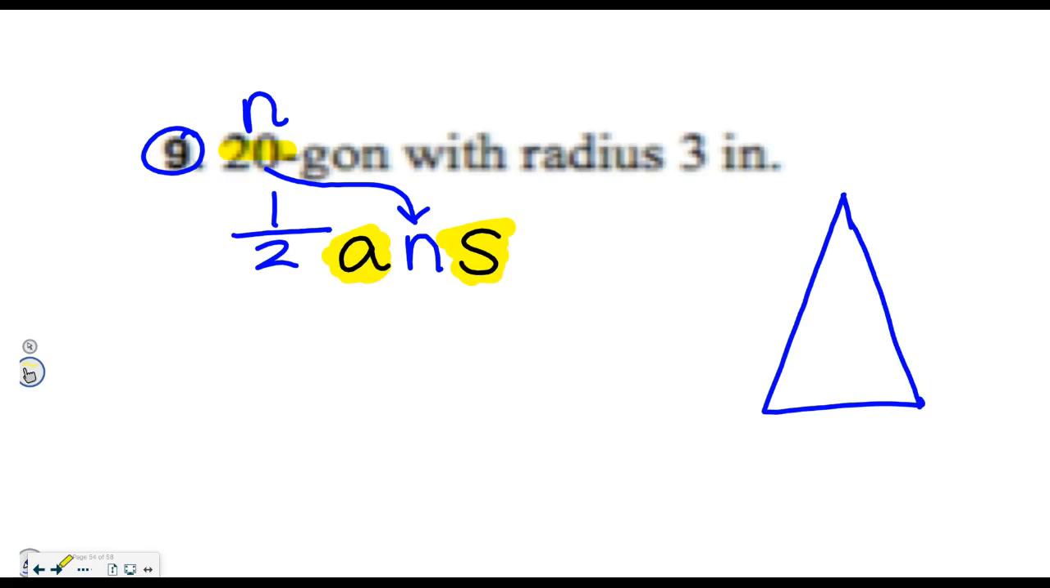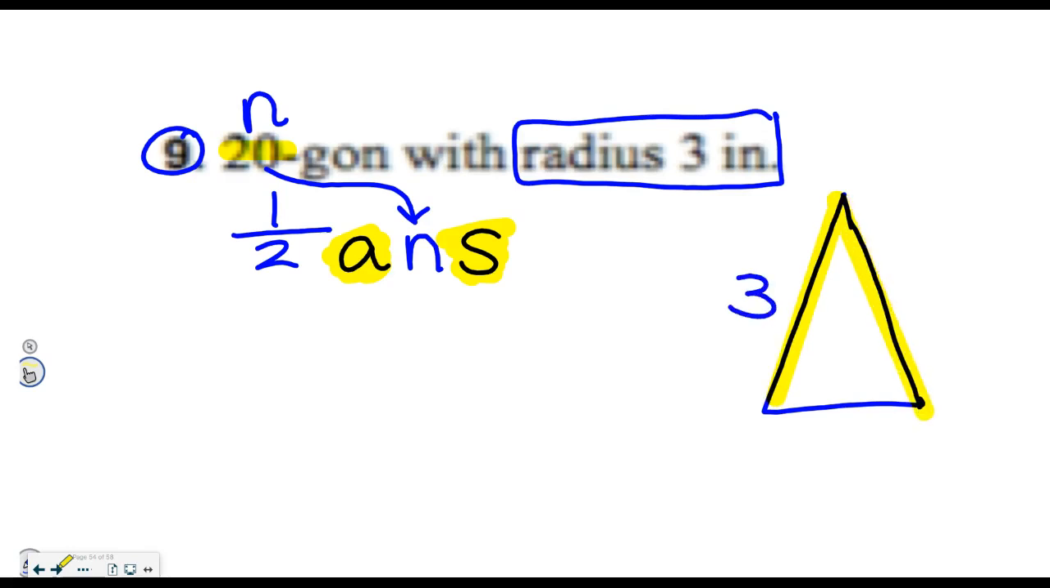Then you have to decide where this number goes. The radius is always this part of it or this part of it. I like to read left to right, so I'm going to put the 3 over here on the left. And now we're going to go through our steps.